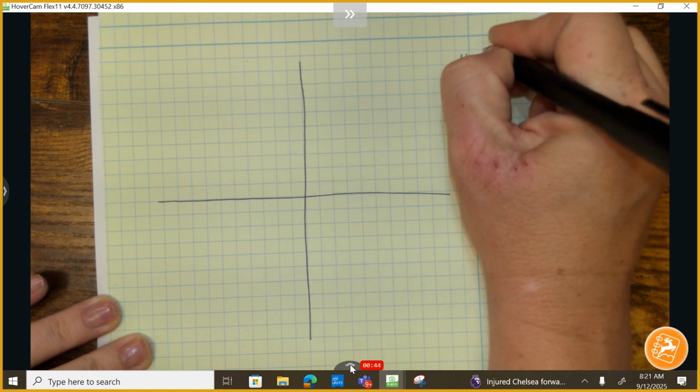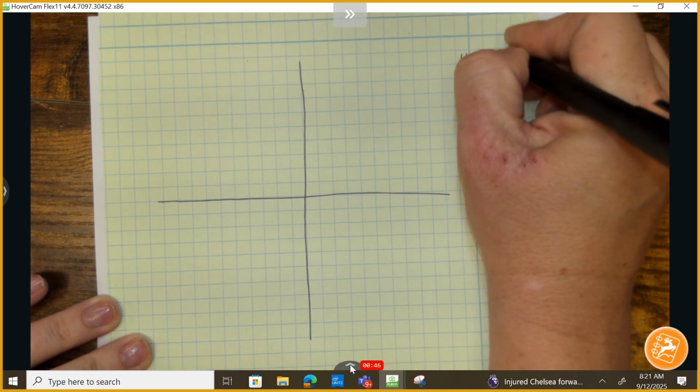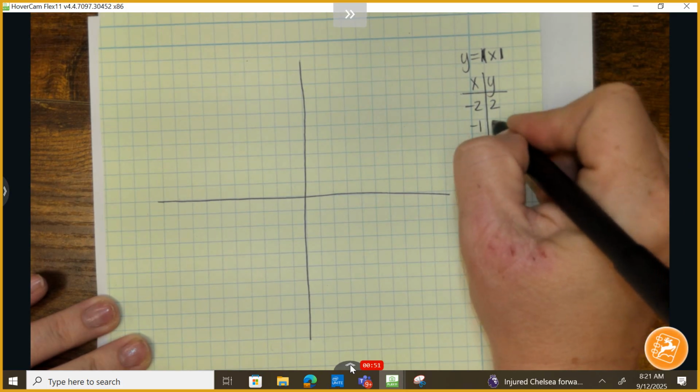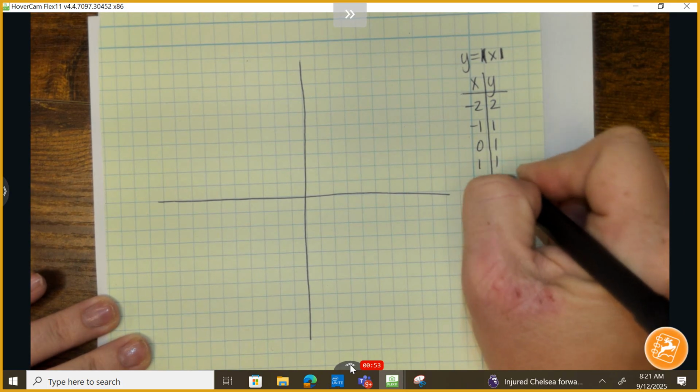So y equals the absolute value of x. So the absolute value of -2, the output is 2. The absolute value of -1 is 1, 0 is 0, 1 is 1, and 2 is 2.